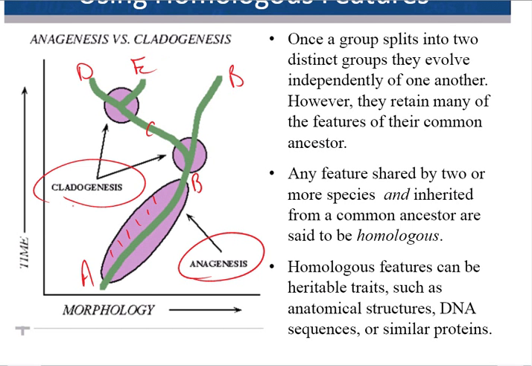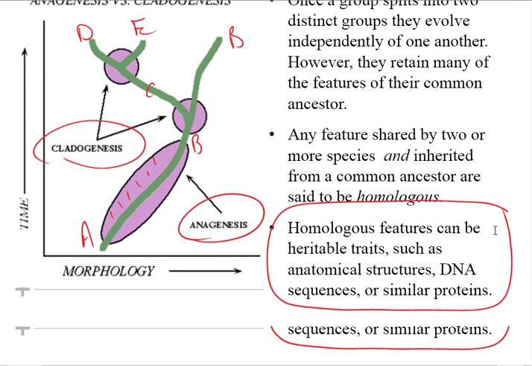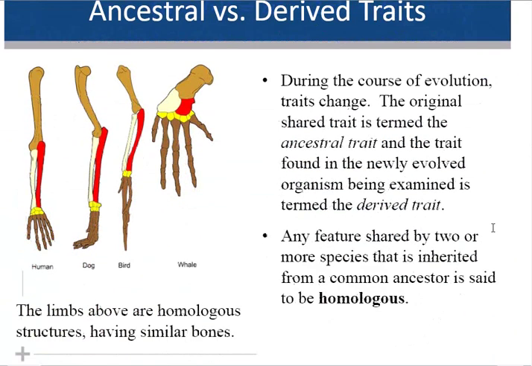Okay, last note here on homologous features on this slide. This third bullet is probably the most important one on the entire slide. Hint, hint, hint. Homologous features can be structures, like bones in a limb that we'll look at in a minute, or DNA sequences, which are the best features to look at in terms of determining homology and therefore relationships. Ancestral versus derived traits. It's like saying homologous traits versus those that arose not from a common ancestor.